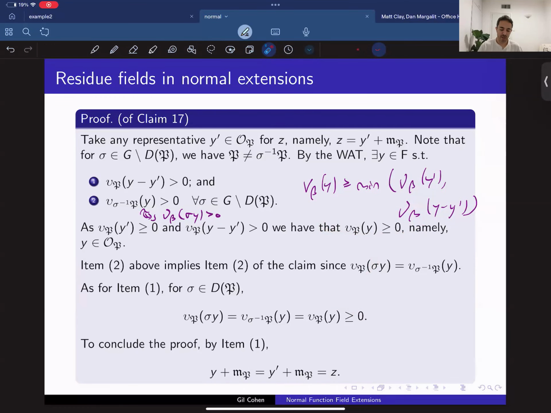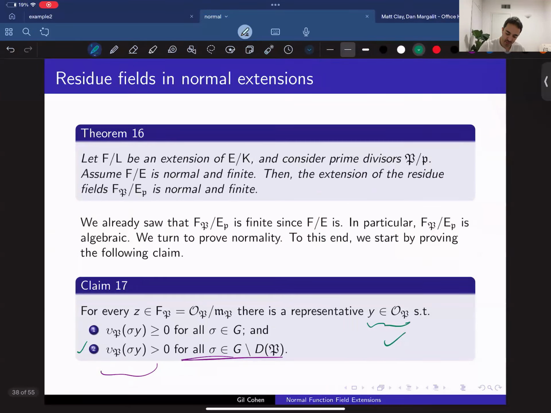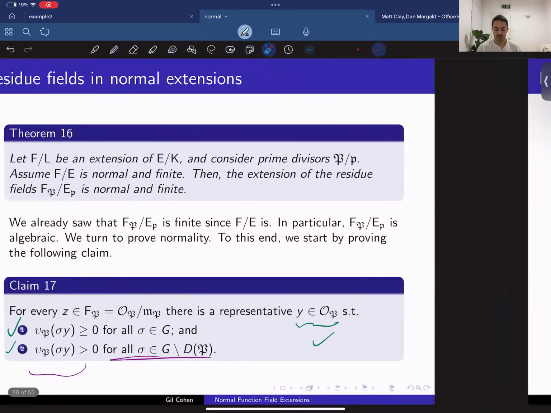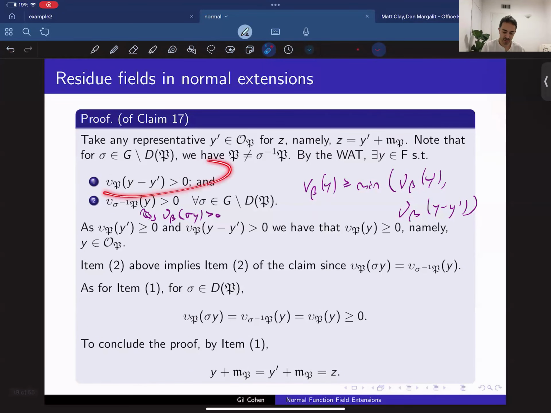Right, so we have everything in place. The only thing we actually haven't checked is that y is indeed a representative. I mean, you took y prime, which is a representative, and then you cooked up a y that has all the requirements, but maybe it doesn't represent z anymore. But it does, because we made sure that it will be very close to y prime. And indeed, if you notice carefully, we didn't use so far the strict inequality, only the non-strict inequality.